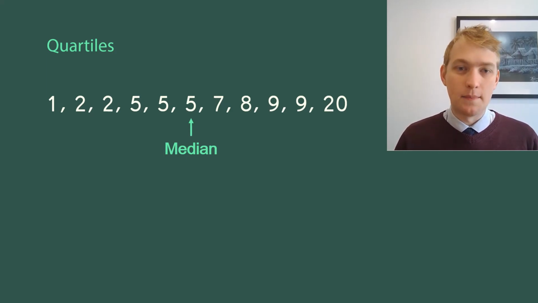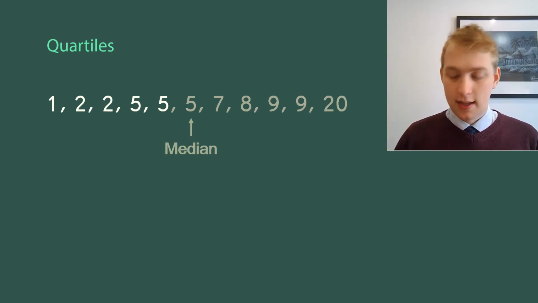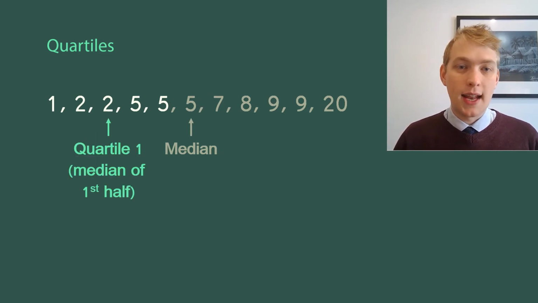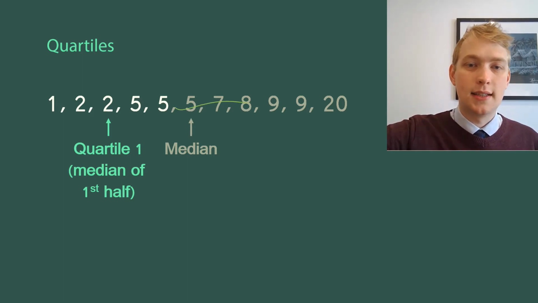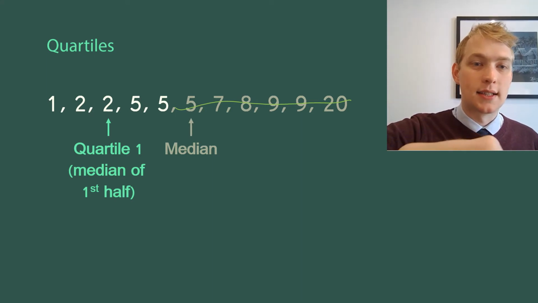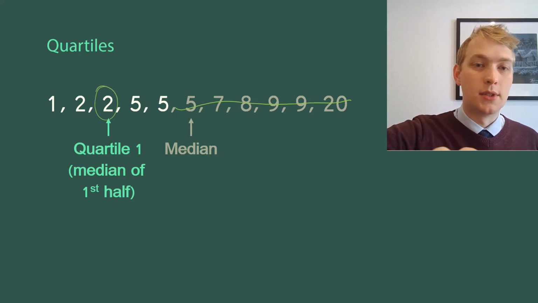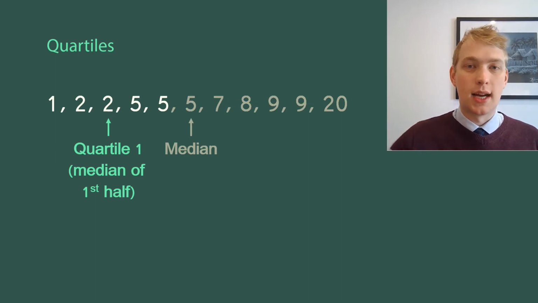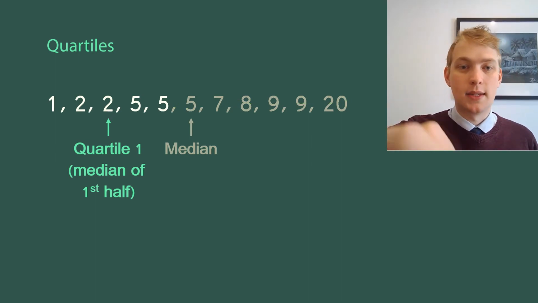Next, we need to look at the first half of the data, but the part not including the median. So this part is our first part of the data, and our first quartile is the median of that first half. So we forget about all this data here, and we're looking for the median in this section, and we get the 2. So we can call that the first quartile, and then this one here is our median.